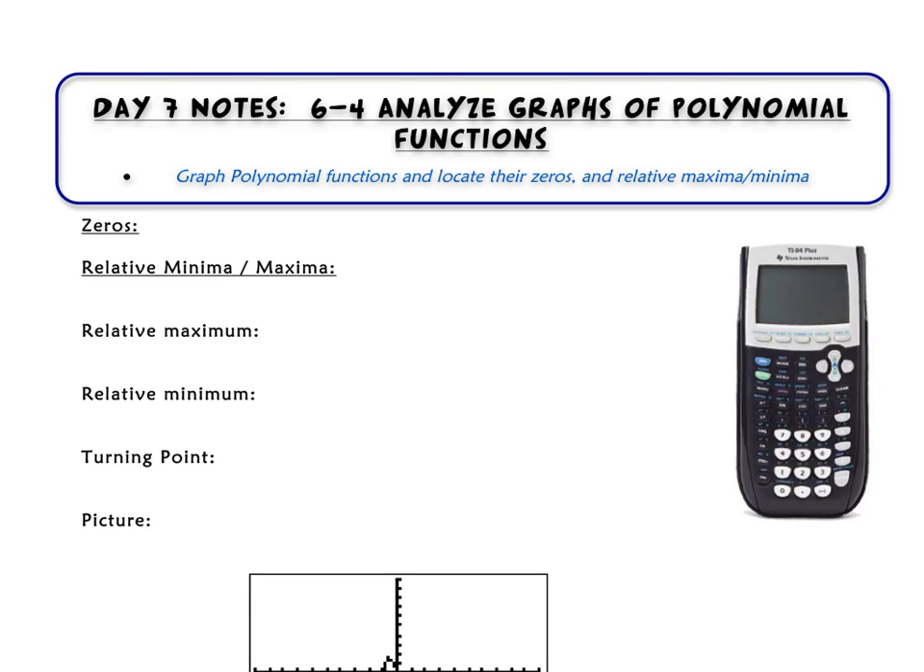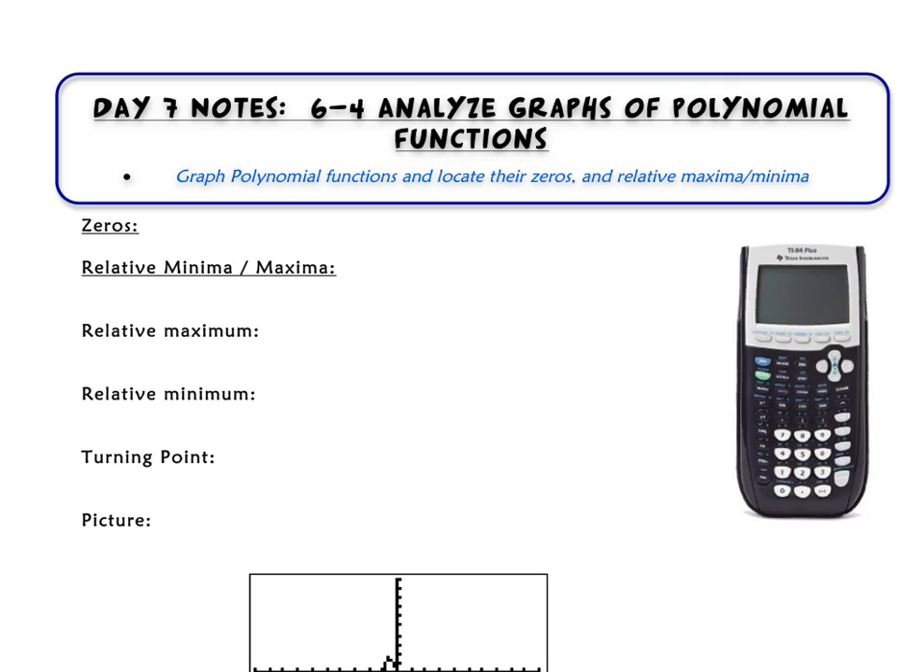Hello, welcome to the Day 7 notes on analyzing graphs of polynomial functions, section 6.4. So what we're going to be doing today is graphing polynomial functions on our calculators, and we're going to locate their zeros and relative maxima and minima also using our calculators. So let's go ahead and define some key words here.